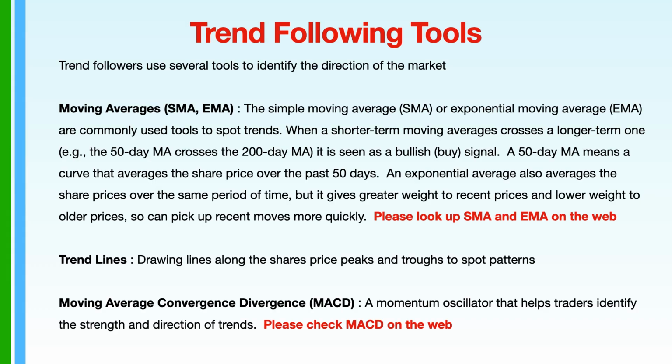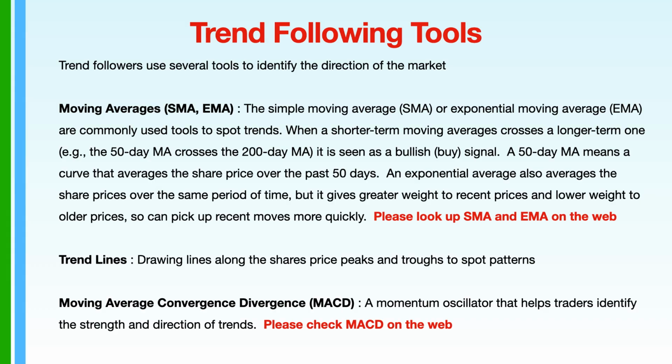An exponential average also averages the share price over the same period of time, but it gives greater weight to recent prices and lower weight to older prices, so it can pick up recent moves more quickly. Please look up SMA and EMA on the web. There's just not enough space here to cover it.